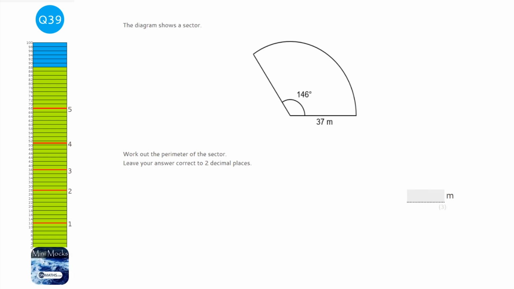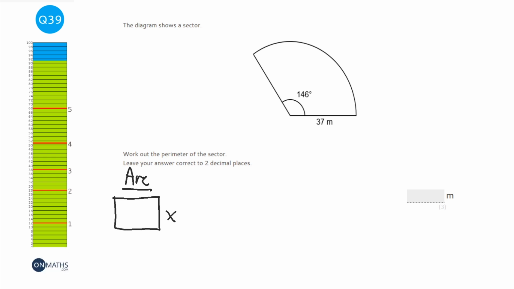Okay, so for this question we need to work out the length of the arc, which is around here, and then we need to work out what this and this are. So we're going to do the arc first. I'm going to show the examiner that I'm doing the arc first. Now the distance of the arc is the total circumference of the circle times by the fraction of the circle we've got.